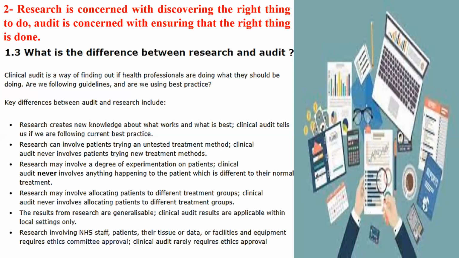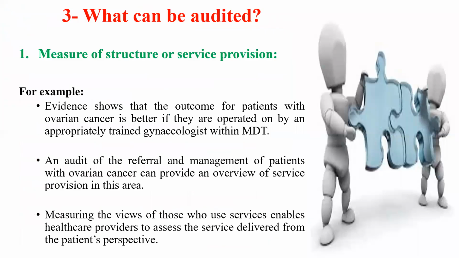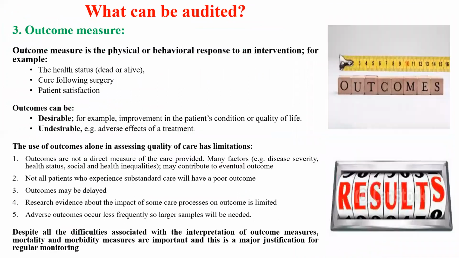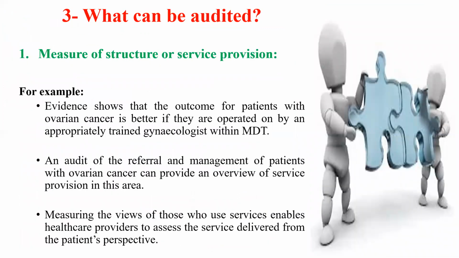So now we have answered the first two questions: what is the definition of an audit, and what is the difference between research and audit? The third question may be: what can be audited? We have three things in our service that can be audited. The first is the structure of the service itself. The second is the process of the service. And the third is the outcome of the service. Let's go one by one.